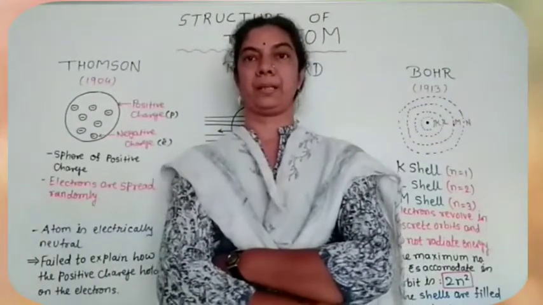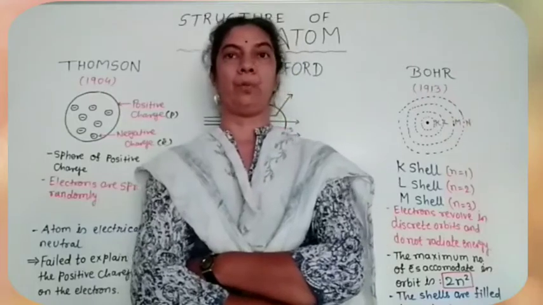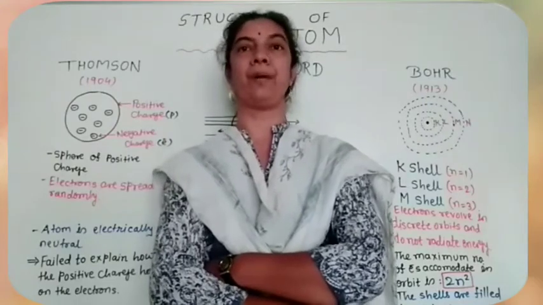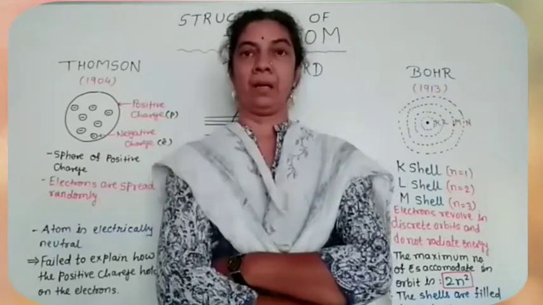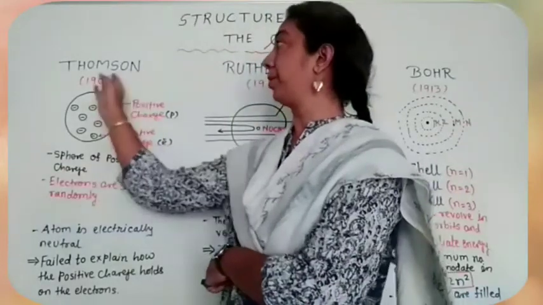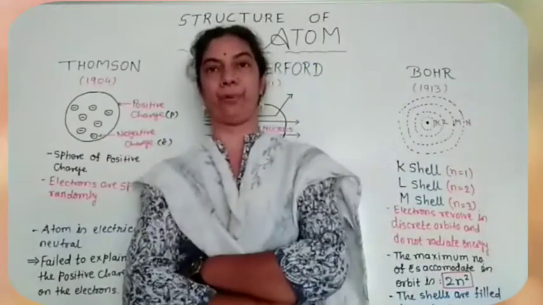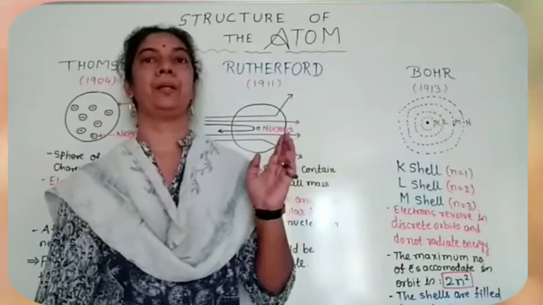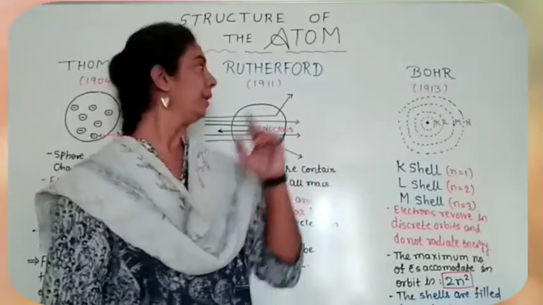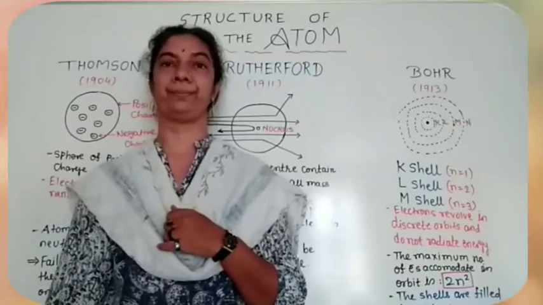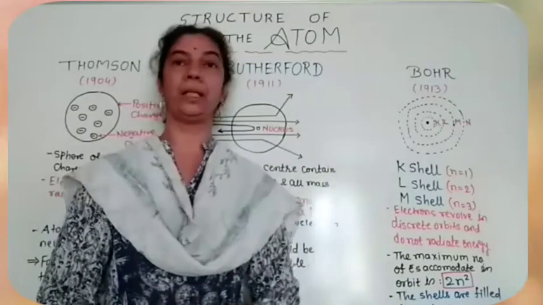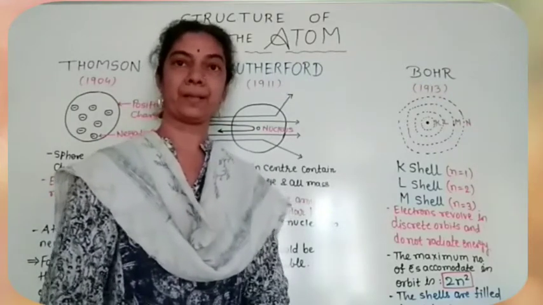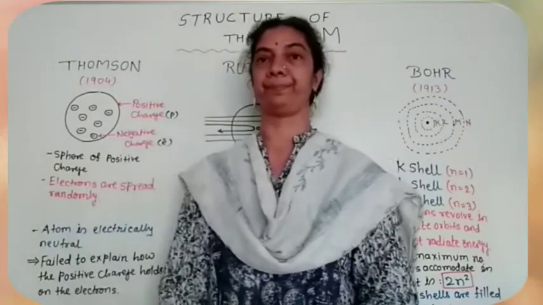Now let us discuss the three models which explain the structure of the atom and have been widely accepted. The first model was given by J. J. Thomson in the year 1904. Another important one was explained by Ernest Rutherford in the year 1911, and the third was given by Niels Bohr in the year 1913. Let us discuss all one by one.